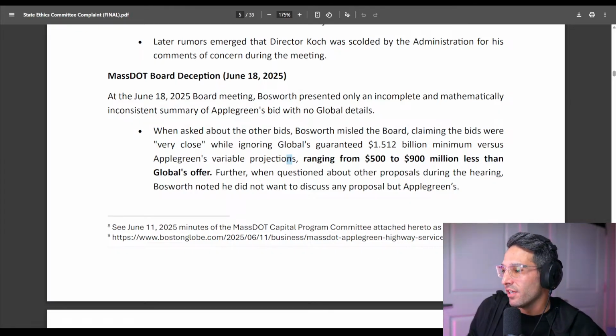Yes, Applegreen is the company that won all of the rest area contracts. They also, one second. Let me see if I can pull this up.